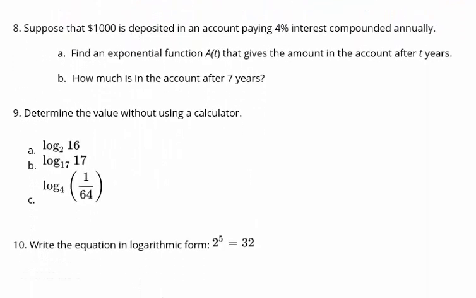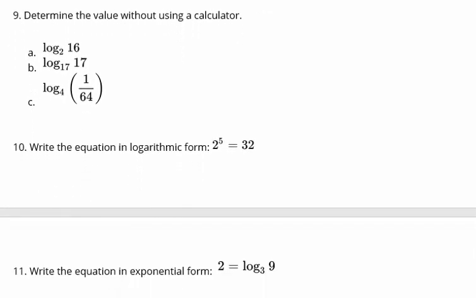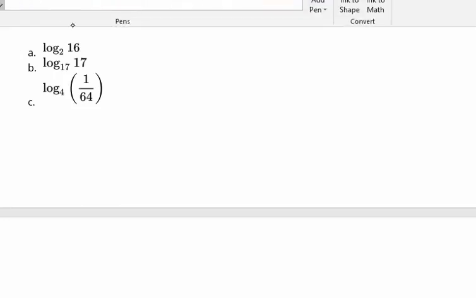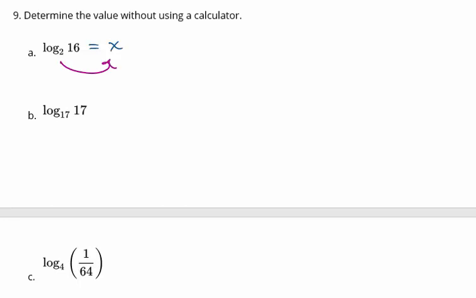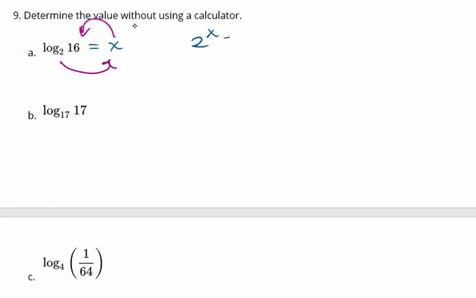Okay, I will skip number 8. Let's take a look at number 9. If I want to evaluate a logarithm without a calculator, I'd probably rewrite this in exponential form. And so you could just say this is equal to x, our unknown. Okay, and we start with a base. And so 2 to the x is equal to 16 is how I'm going to rewrite it.